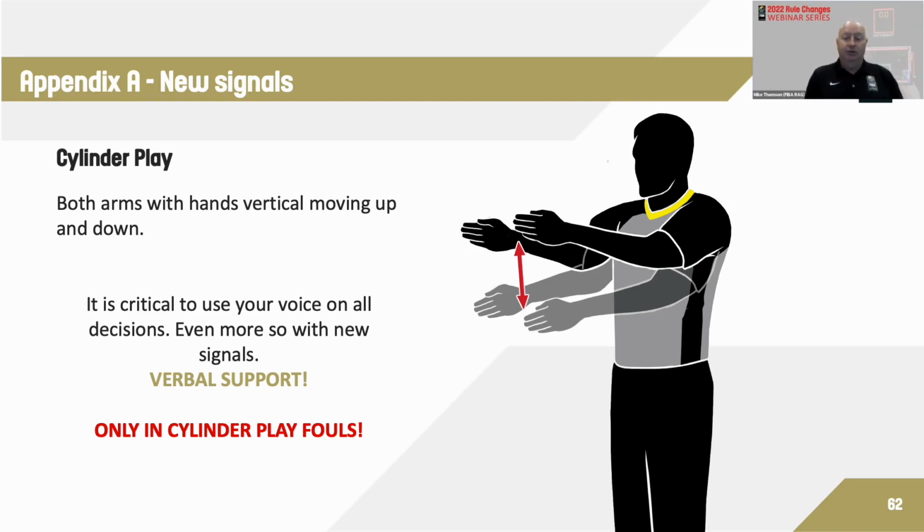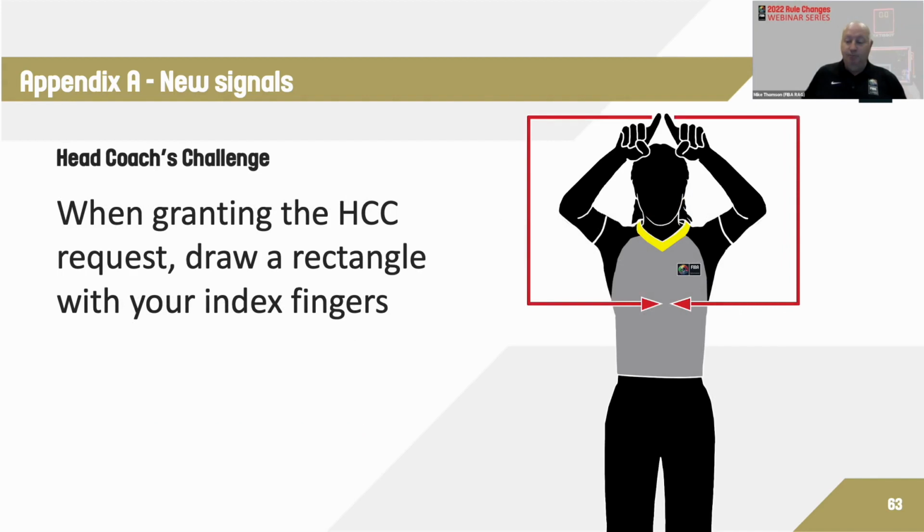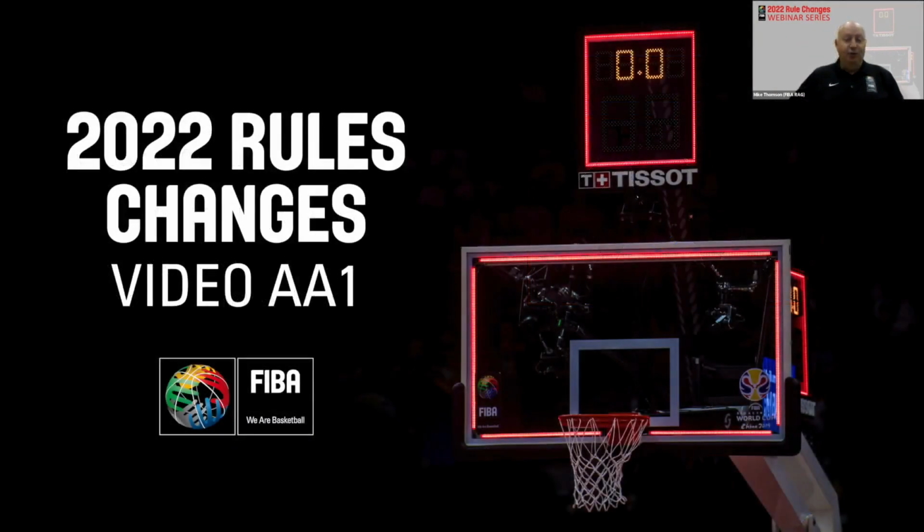Our 2 new signals. I apologize, one more. Of course, our head coach's challenge signal that we've talked about, the drawing of the rectangular box, and again, repeated by the referees at the scorer's table when confirming that the head coach's challenge shall be initiated. Now we're going to move to our videos.